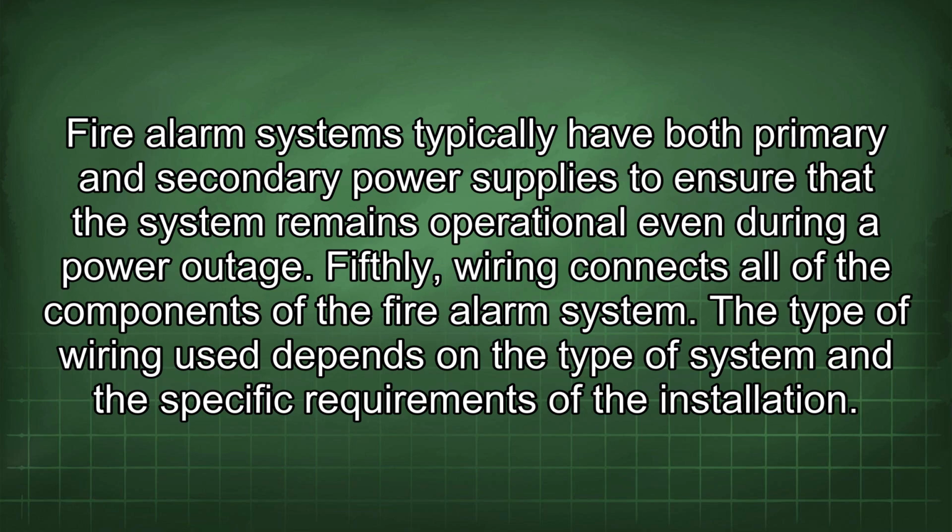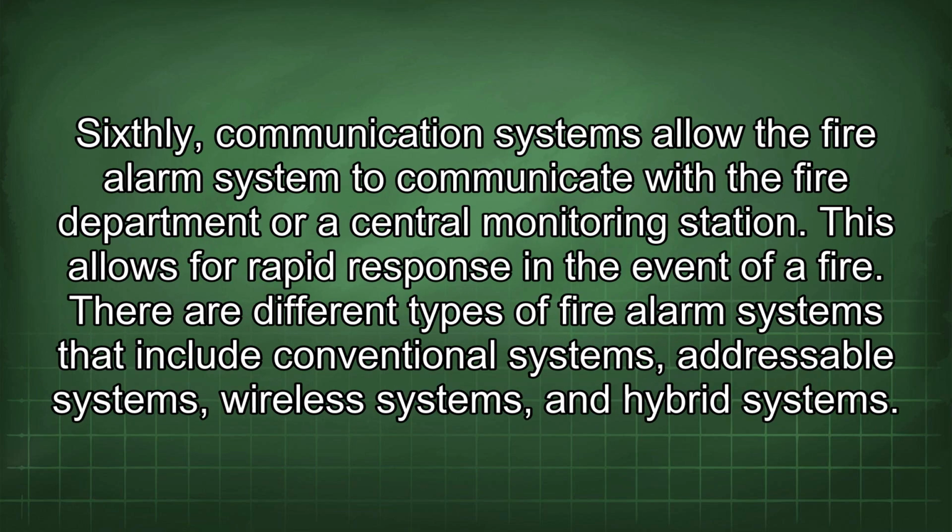Fifthly, wiring connects all of the components of the fire alarm system. The type of wiring used depends on the type of system and the specific requirements of the installation. Sixthly, communication systems allow the fire alarm system to communicate with the fire department or a central monitoring station. This allows for rapid response in the event of a fire.